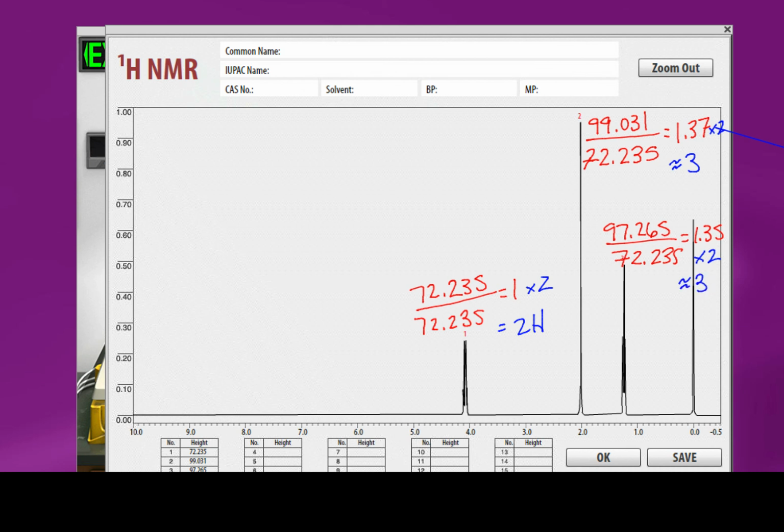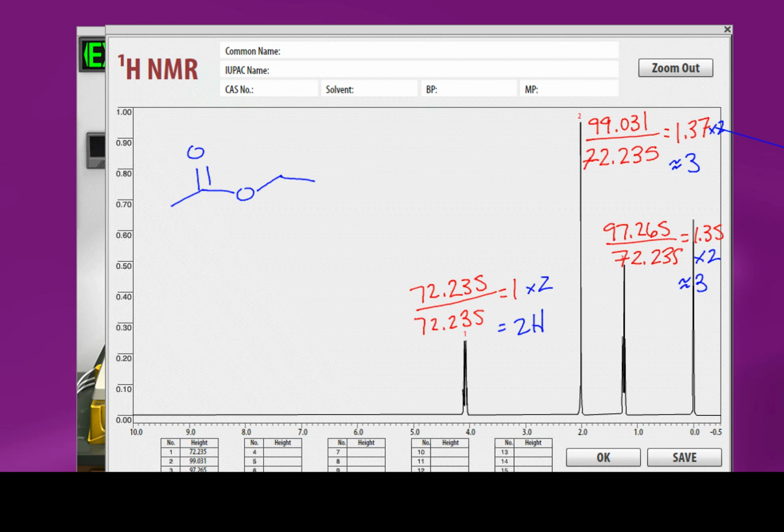And the thing is, you know what structure you're dealing with. We know we have ethyl acetate, which is this. So we know that this structure has 8 hydrogen, and that's what we need in our NMR.